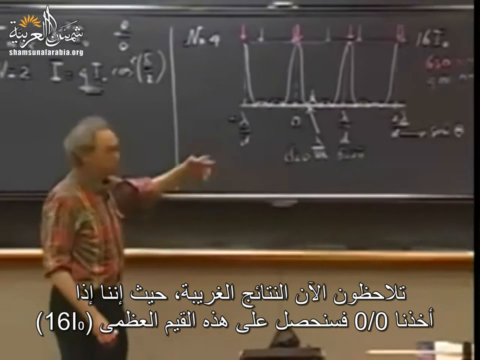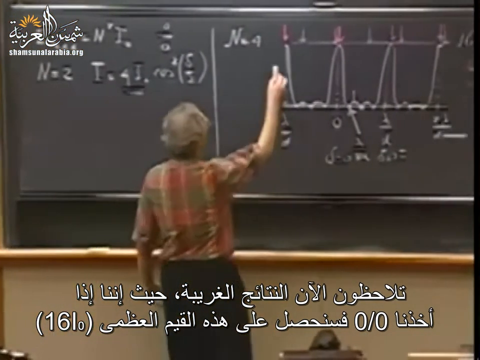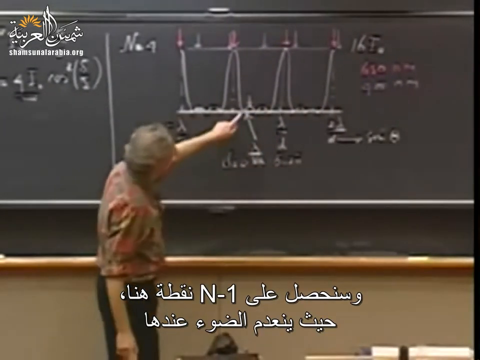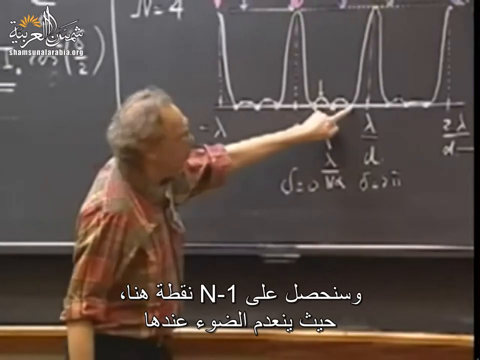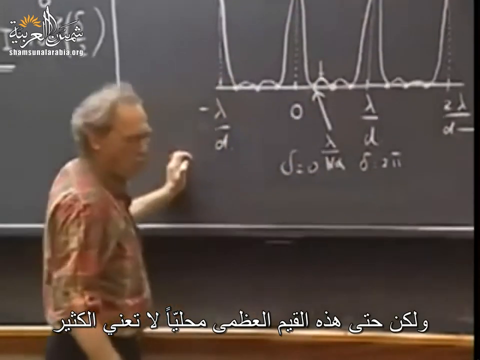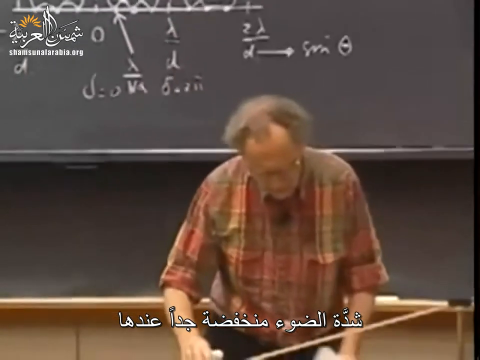So you have seen now the bizarre consequences that if you get 0 divided by 0, you get these maxima at 16 I0. Then you get n minus 1 points whereby you get complete zeros here, but even these mini maxima don't mean very much. They are very low in light intensity.